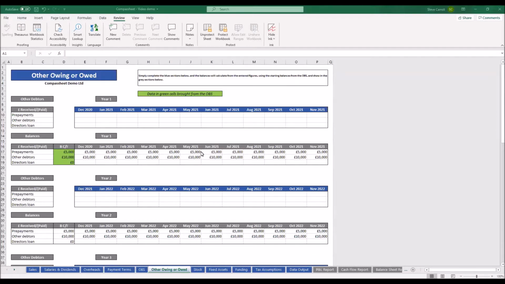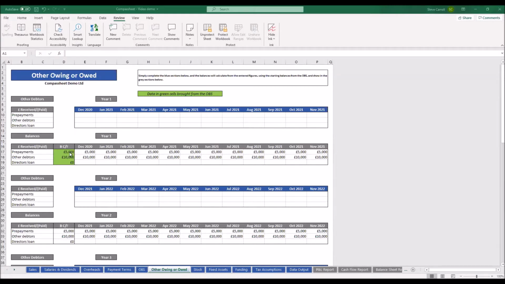Welcome. Here we're going to look at how to complete the Other Owing or Owed tab on the Compassheet model. This is where figures are brought through from the opening balance sheet, if there were any opening balances, and how we input the cash that's received or paid within those and how the balances feed through.